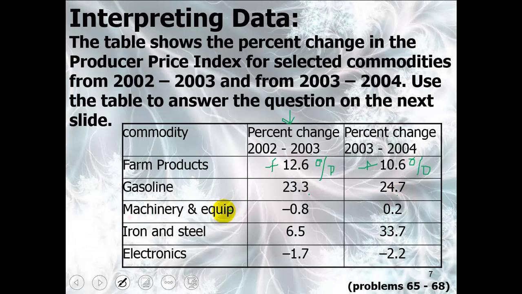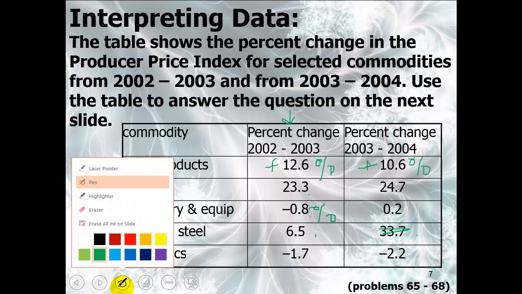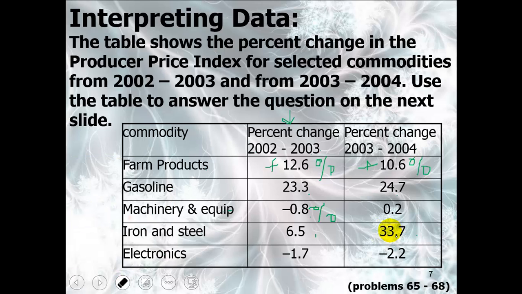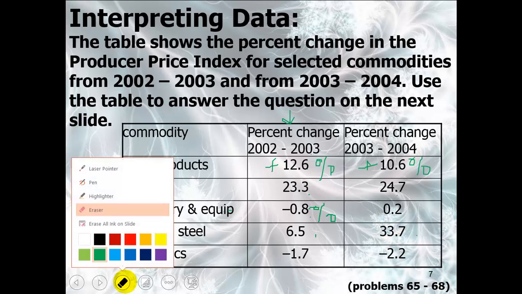Machinery and equipment went down 0.8%, not quite a whole percent, for the first year, and then in the second year, 03 and 04, it went up 0.2%. Iron and steel, positive 6.5%, positive 33.7%. Something happened in this year. Something happened in that year to make that jump really, really high.